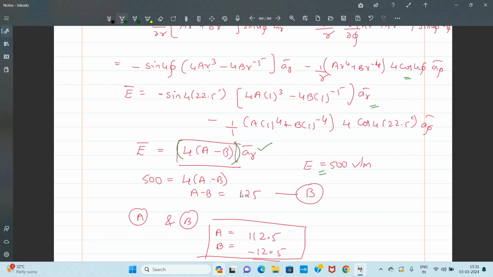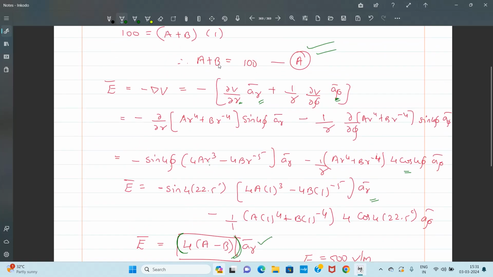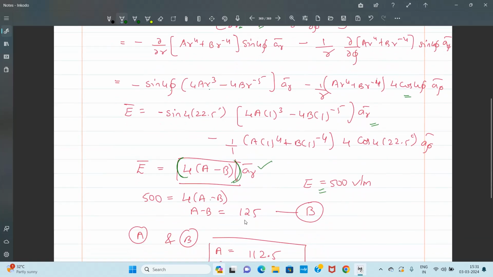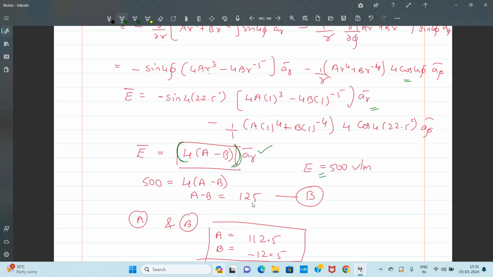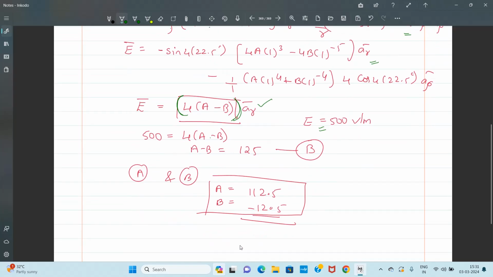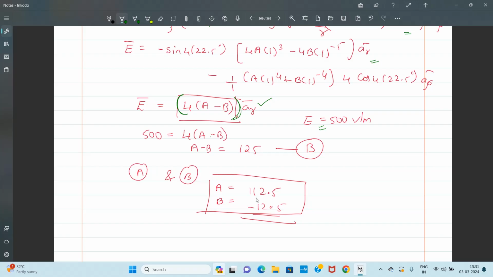Okay, but if you see the question, they've given you only 500 volts. Nothing is mentioned about direction. So I need to consider only the magnitude part. So I'll take this 4 into A minus B and equate it to the magnitude 500, which will give me an equation as A minus B equal to 125. So I got these two equations. In the first case, I got A plus B equal to 100. In the second case, I got A minus B equal to 125. So these are simultaneous equations. By solving these two, I will be able to get the A and B values.